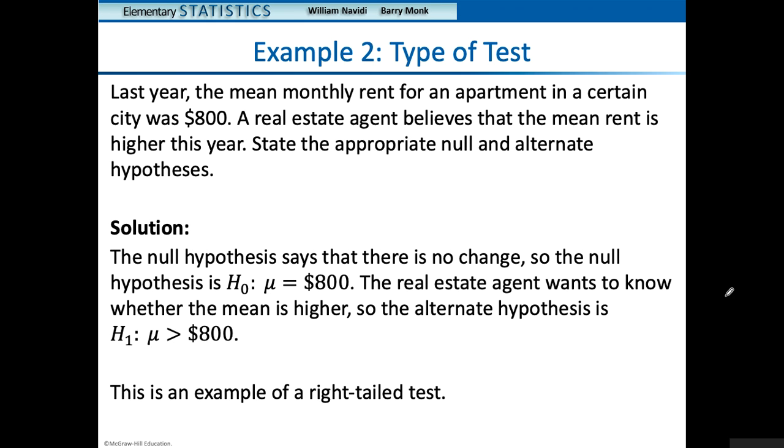Here's another example. Last year, the mean monthly rent for an apartment in a certain city was $800. A real estate agent believes that the mean rent is higher this year. State the appropriate null and alternate hypotheses, right? The null hypothesis says that there's no change, right? And if there's no change, the mean rent is still equal to $800. The real estate agent believes that the mean rent is higher. The word higher suggests a greater than relationship or a right-tailed test. So the alternate hypothesis would be the statement that mu is greater than 800.